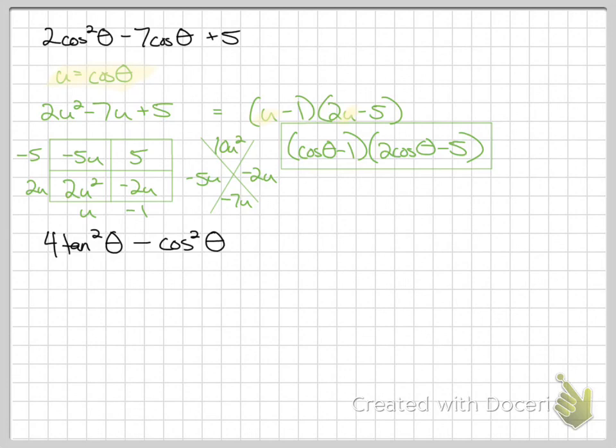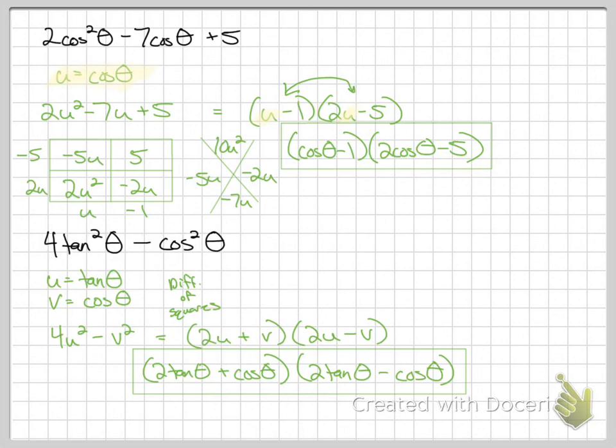Also remember, for all factoring problems, it doesn't matter if you have that parenthesis over here and the other parenthesis over there. As long as the numbers are in the same factor together and inside the parentheses looks the same, you can swap the order of the 2 parentheses. Then replacing u with cosine theta, I get cosine theta minus 1 times 2 cosine theta minus 5. See if you can do our last one on your own. Pause your video.